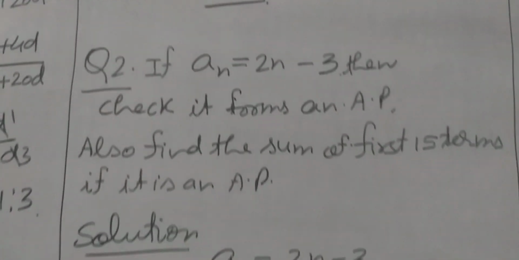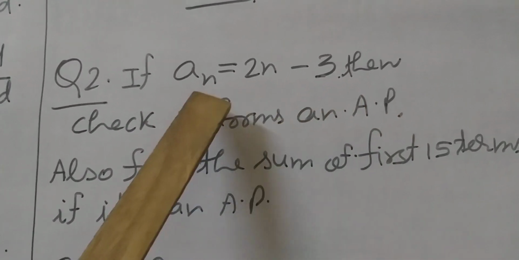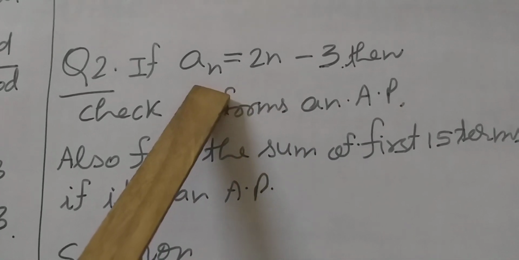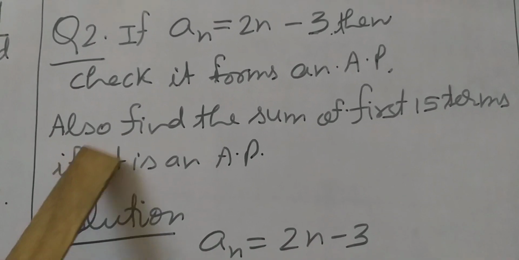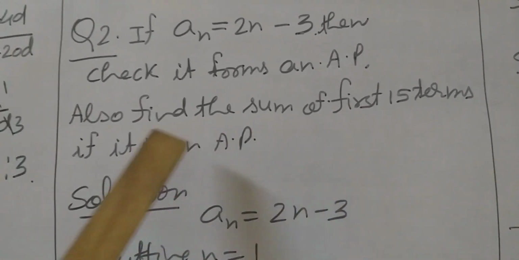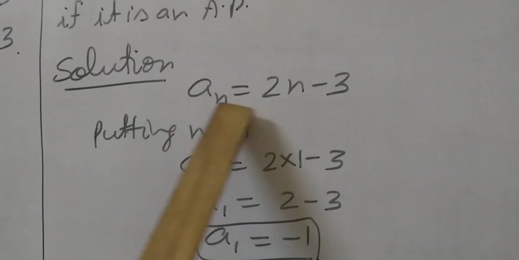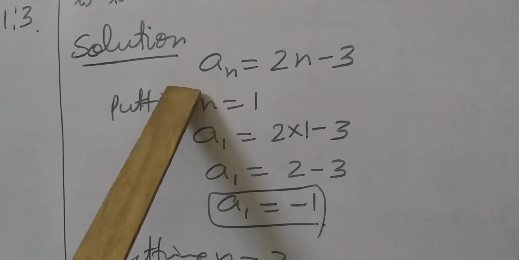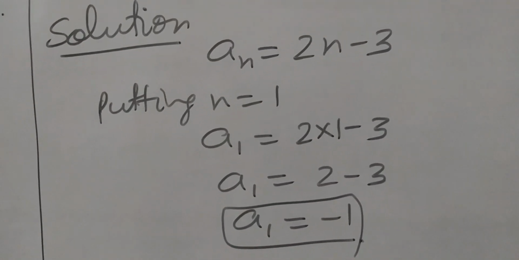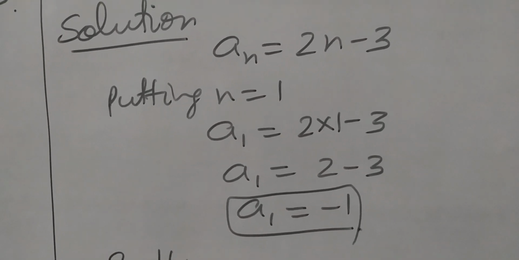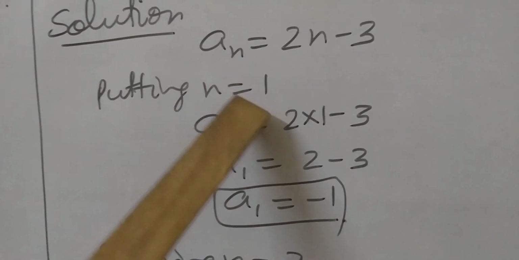Okay students, let us take the next question. If an equals 2n minus 3, the nth term, is given to us, then check whether it forms an AP or not. Also find the sum of first 15 terms if it is an AP. So an is given to us. By putting values of n equals 1, 2, 3 and 4, we have to find out the first 4 terms of the sequence. So let us put the value of n equals 1 first.